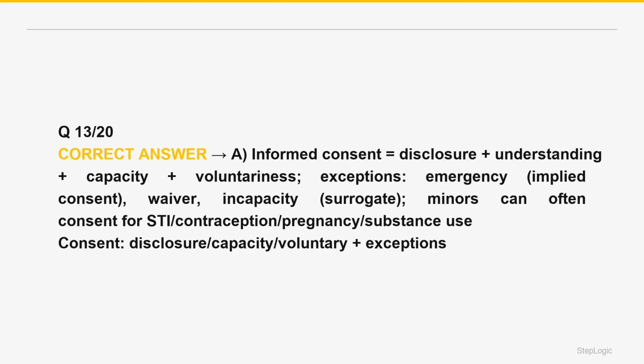Minors generally need parental consent, but can usually consent on their own for STIs, contraception, pregnancy, prenatal care, and substance use treatment, and emancipated minors consent fully. The disclosure, capacity, and voluntariness elements with emergency, waiver, and incapacity exceptions and minor carve-outs is correct.